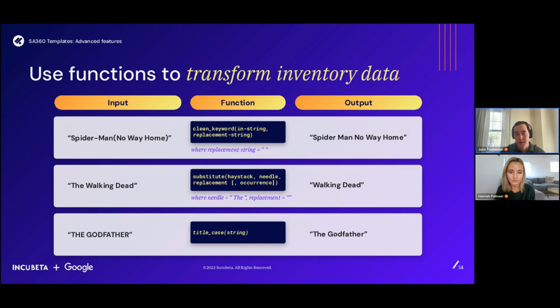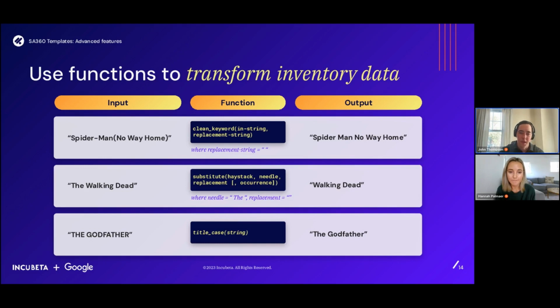The next one, The Walking Dead. Let's get rid of the "The" in all of our values here. So substitute, where haystack would be the column header. So let's just say show title. Needle would be "the" with a space, and then the replacement would be nothing. So you can see here this actually gets transformed into just Walking Dead. Again, very helpful for cleaning a lot of data at once, especially if you don't really have too much control over the feed. Last one is just The Godfather in all caps.